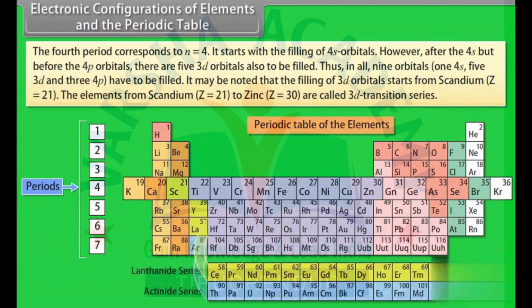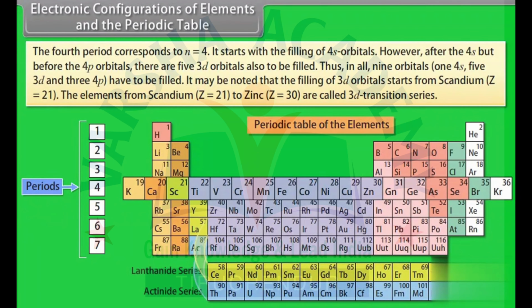The fourth period corresponds to n equals 4. It starts with the filling of 4s orbitals. However, after the 4s but before the 4p orbitals, there are 5 3d orbitals also to be filled. Thus, in all, 9 orbitals, 1 4s, 5 3d and 3 4p, have to be filled. It may be noted that the filling of 3d orbitals starts from scandium, atomic number 21.